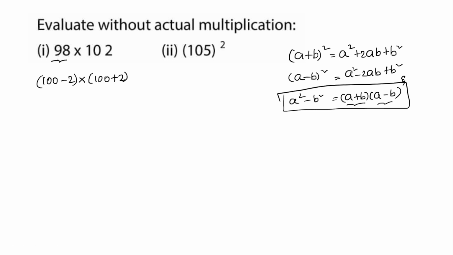Now I can write 98 as 100 minus 2 and 102 as 100 plus 2. Remember, by observing these two numbers, these two are near to 100, and the midpoint of these two is 100. So I can write 98 as 100 minus 2 and 102 as 100 plus 2. Now it is in the form of (a minus b) into (a plus b), which is nothing but a square minus b square, and 100 square is 10,000 minus 2 square is 4, which will give me 9,996.